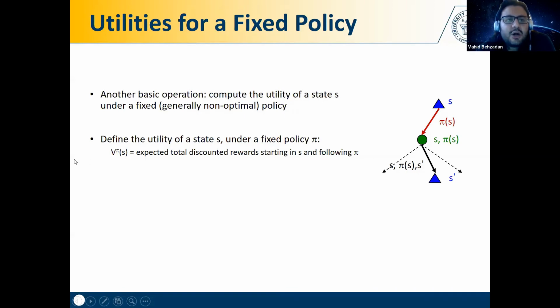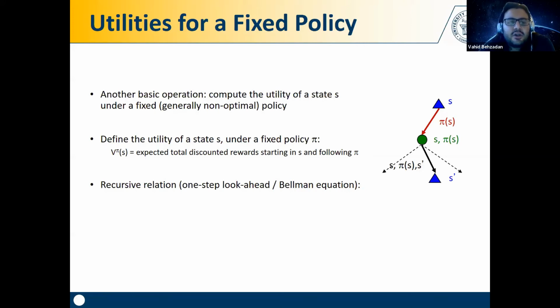So how do we come up with utilities? How do we compute utilities of a state S under a fixed or generally non-optimal policy? We define the utility of a state S under a fixed policy pi with V super pi of S. Remember when pi was the optimal policy, we denoted this with V star of S. It equals the expected total discounted rewards starting in S and following the policy pi. Okay, so how can we calculate this?